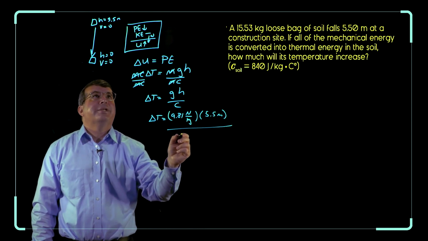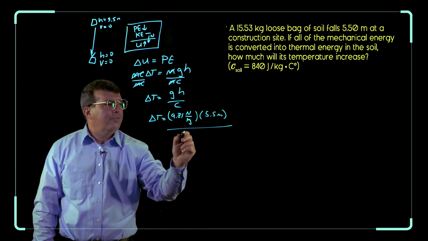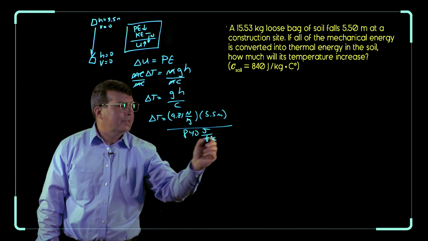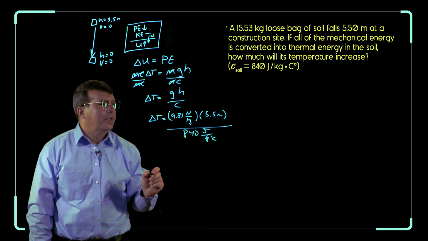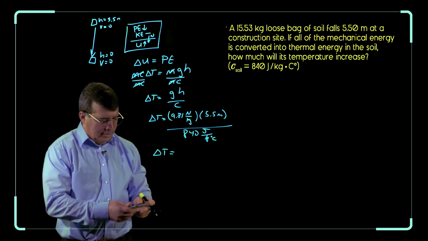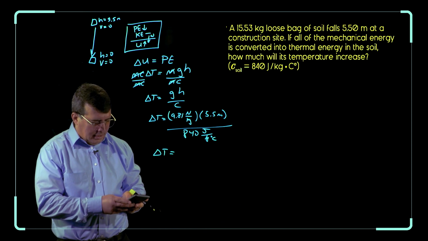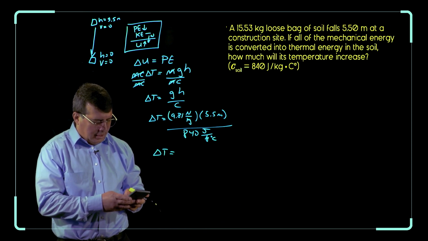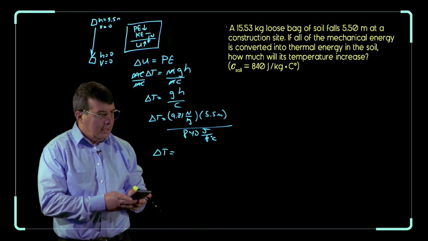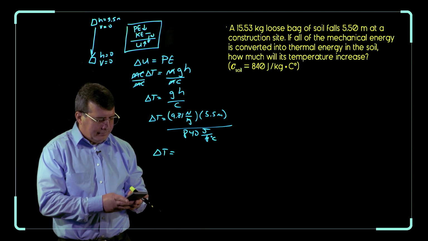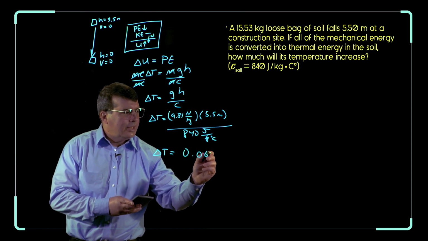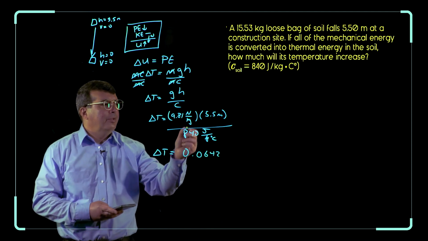And our specific heat capacity is 840 joules per kilogram degrees Celsius. Okay, so change in temperature is, let's get our numbers, 9.81 times 5.5 divided by 840, and that would be 0.0642. And what are our units?